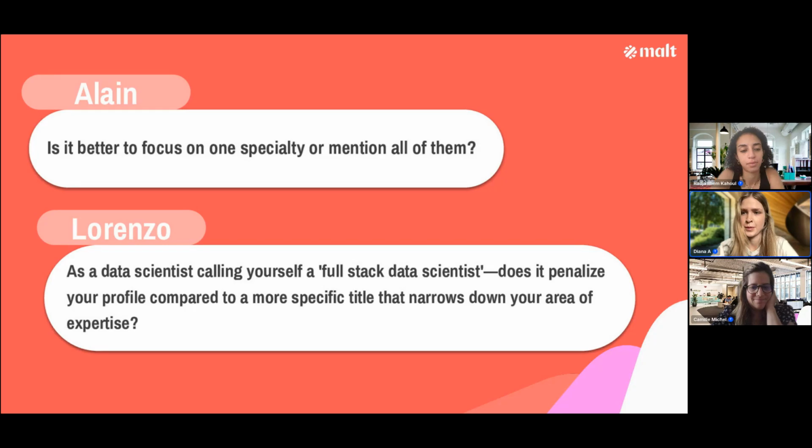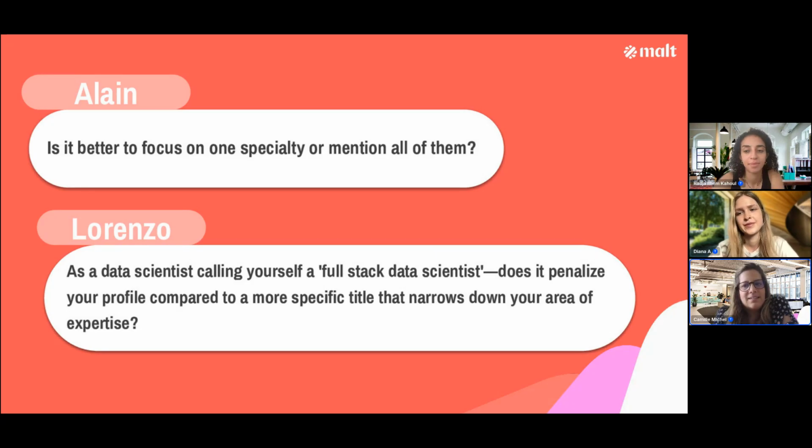Perfect. Yes. I think it's such an interesting thing that you actually went to Alain's profile to see what could be an issue. I think Alain has probably just started to work on his profile on Malt. So hopefully these tips will help him to complete the profile and make sure that he gets found by the clients on the platform. Amazing. I don't know if you want to take Lorenzo's question as well. We can take Lorenzo's question.